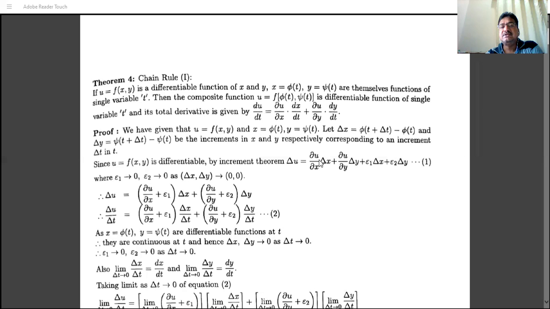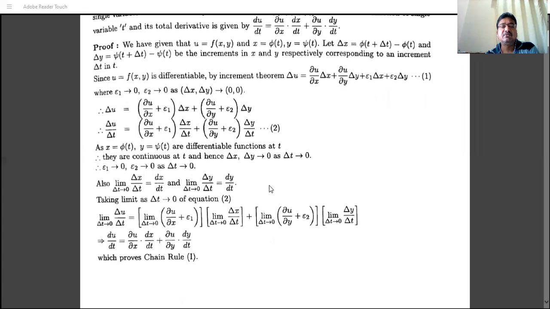So write first this definition. It is given that u is equal to f(x,y), a differentiable function of x and y, and therefore we have this. Suppose this is equation number 1. Then delta u is equal to, taking delta x common from these two terms and delta y common from these two terms, and dividing throughout by delta t, we have delta x by delta t, delta y by delta t. This is equation number 2.